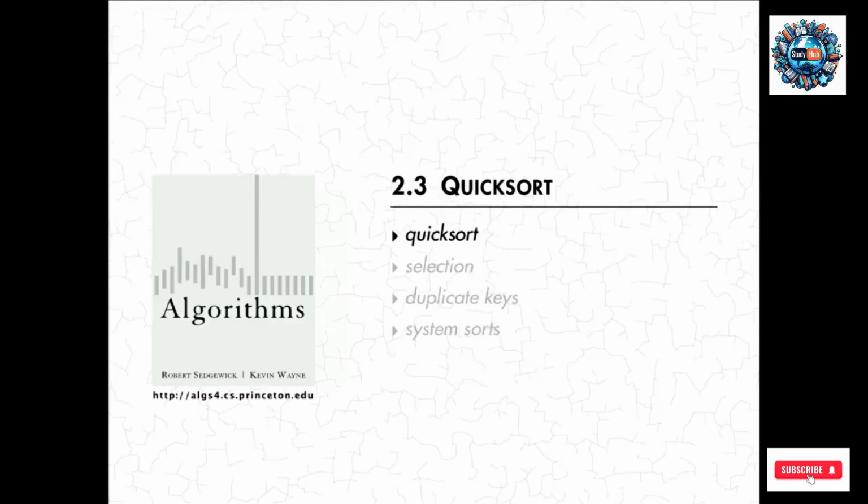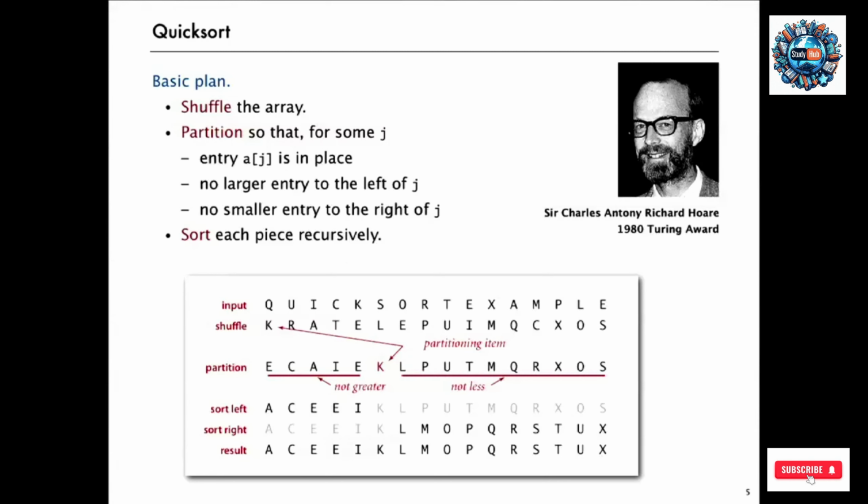So what is the Quicksort method? It's also a recursive method, but the basic idea behind Quicksort is that it does the recursion after it does the work, whereas Mergesort did it before it did the work. So the idea is first randomly shuffle the array. That's an important step that we'll talk about later. And then partition the array.